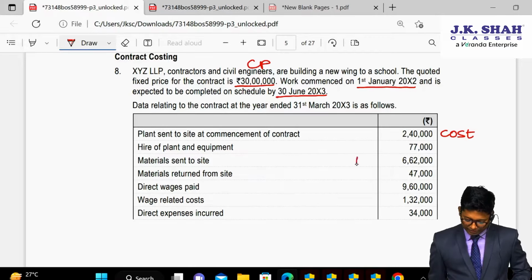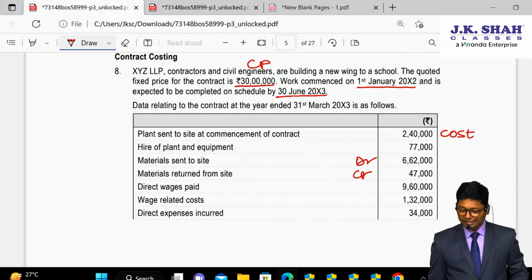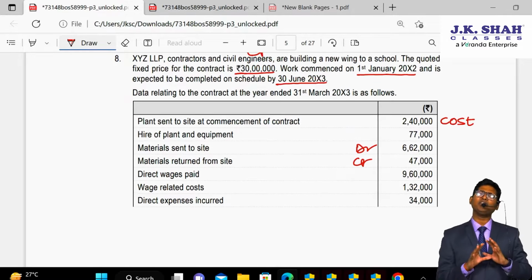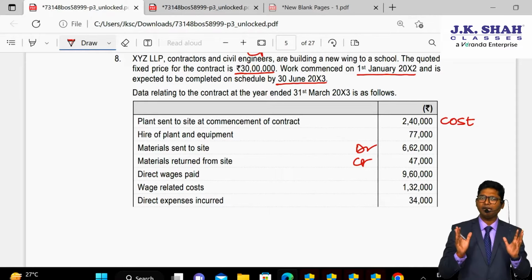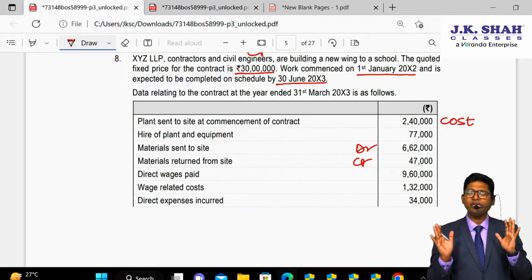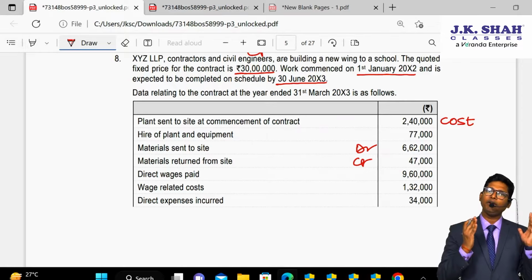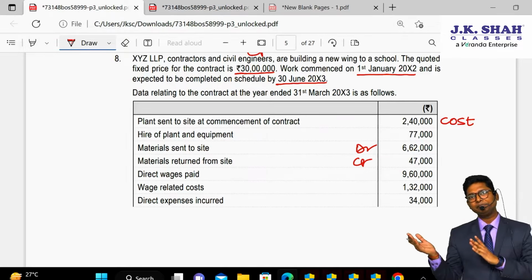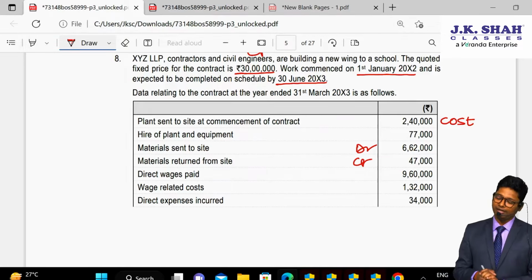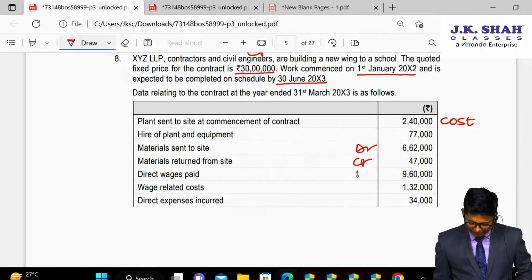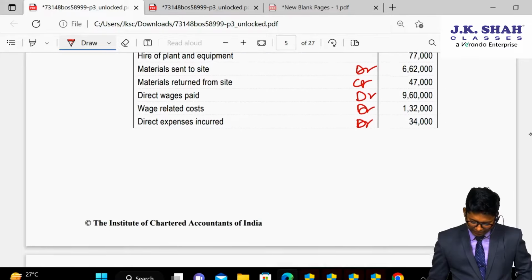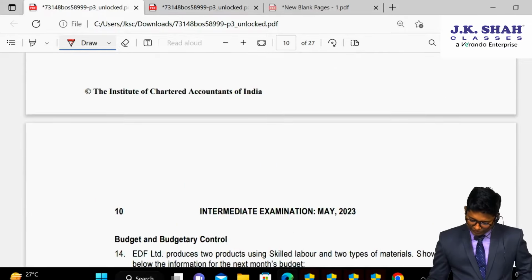Material sent to site, we record on the debit side. Material returned from site, we record on the credit side of contract account. Contract account is a nominal account like P&L. Whatever expenses you are going to incur, those expenses are to be recorded on the debit side, and income and closing stocks are to be recorded on the credit side. Direct wages paid, debit. Wage related cost, debit. Direct expenses incurred, debit.